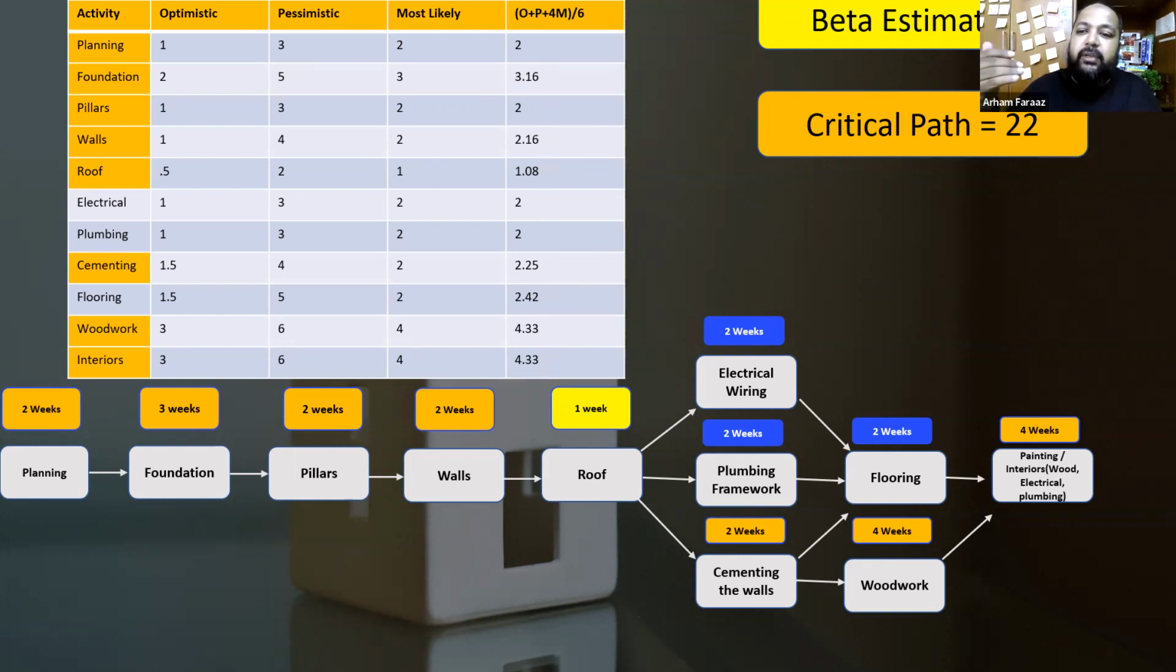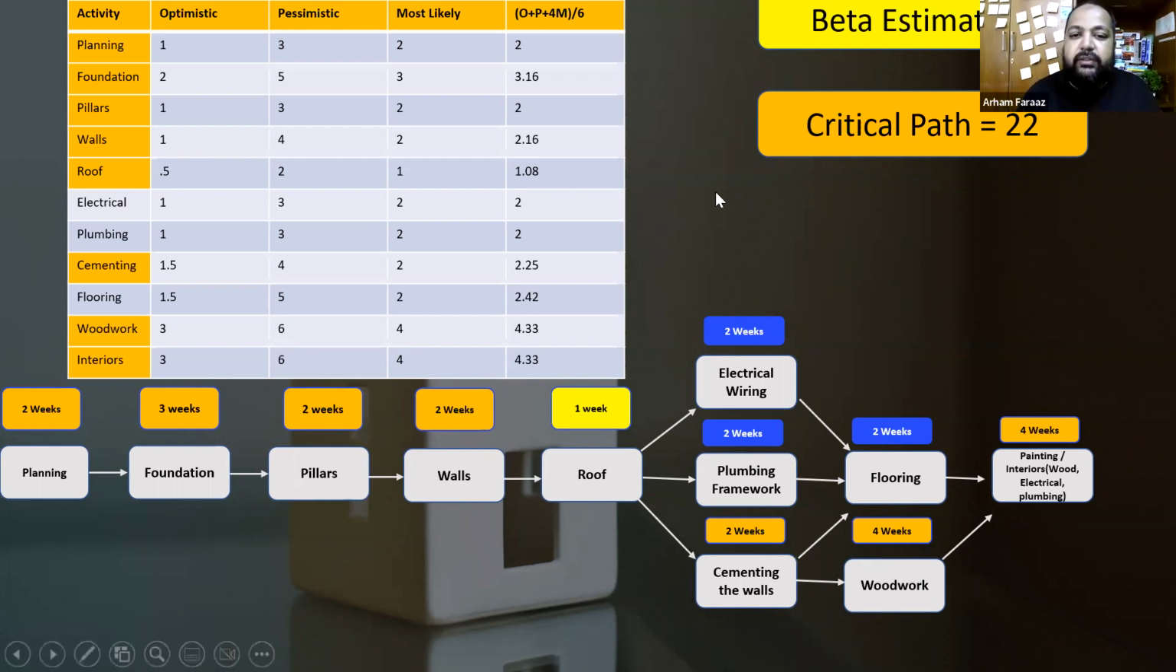Now for beta estimation, when you're giving more weightage to the most likely part, it comes to about 22 weeks. Okay, so we're getting closer to better estimates now. So that's the critical path we have. Now what is the advantage of beta estimation? We have got a standard deviation, so now we can give a range also, right?